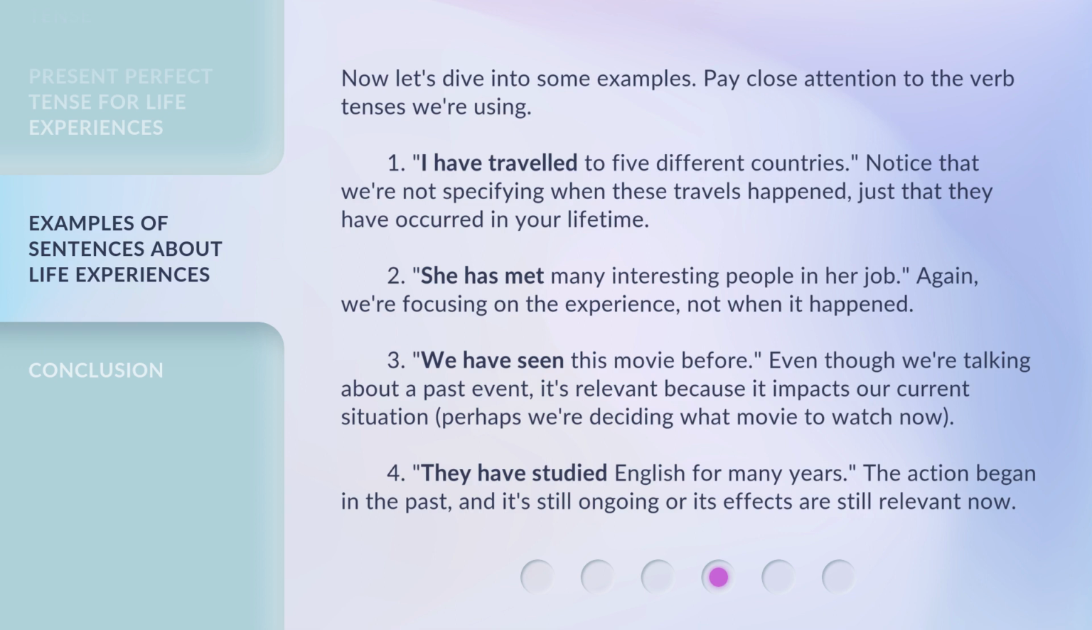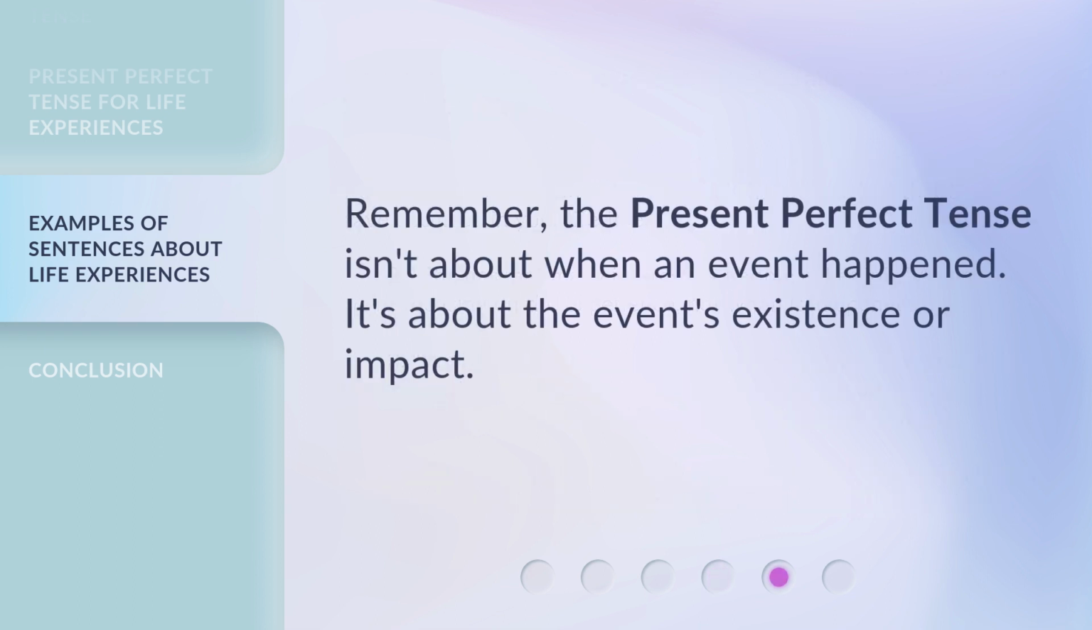4. They have studied English for many years. The action began in the past, and it's still ongoing or its effects are still relevant now. Remember, the present perfect tense isn't about when an event happened. It's about the event's existence or impact.